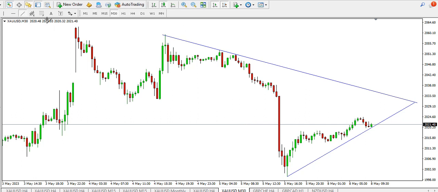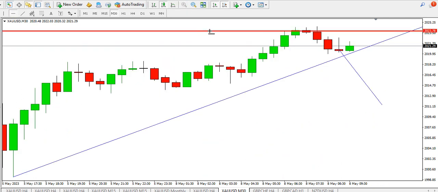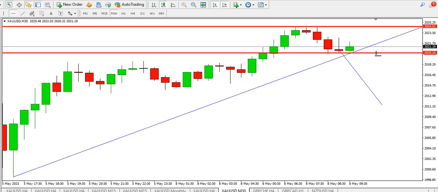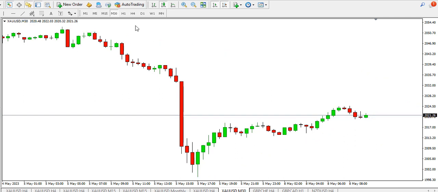Is price going to break down on the 30-minute time frame for us to scalp sell, or is price going to break above this high at 2024, or is it going to break below this low at 2020? So we have a 40 pip range that we'll monitor. If it goes above 2024, we'll scalp buy. If it goes below 2020, we'll scalp sell. So that's what we have on the 30-minute time frame.